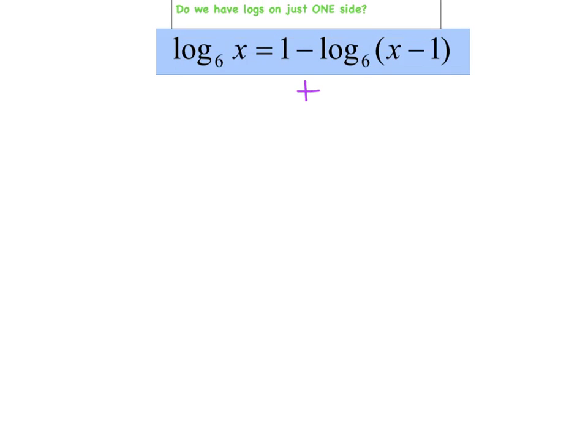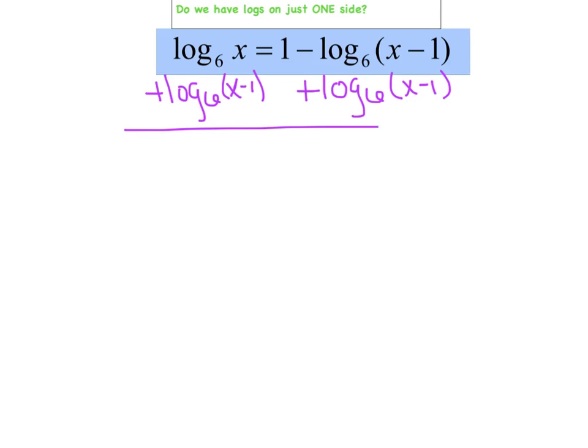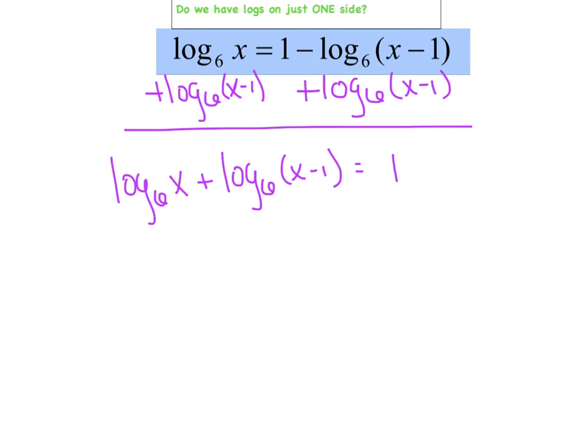I'm going to try to move this log base 6 to the other side. I'm going to add that term to both sides. These logs are not like terms, so I can't really combine. I'm going to keep them separate. I'm going to say log base 6 of x plus log base 6 of x minus 1 equals 1. So officially I do just have logs on one side, but I had to do a little work to get there. My next move is I want to condense the left side.